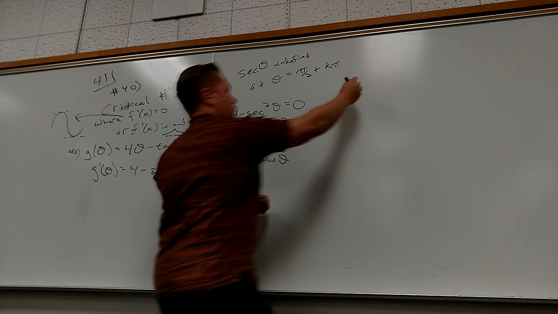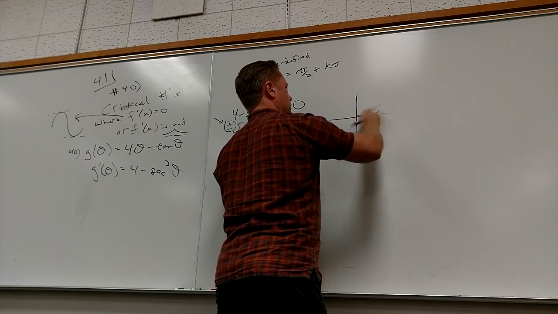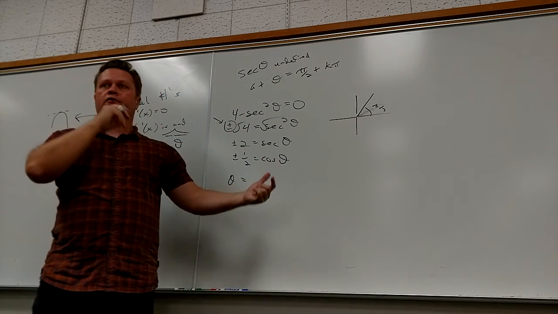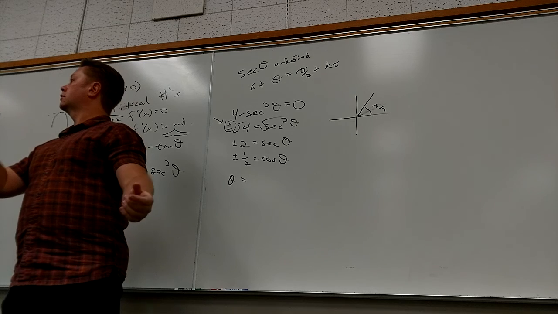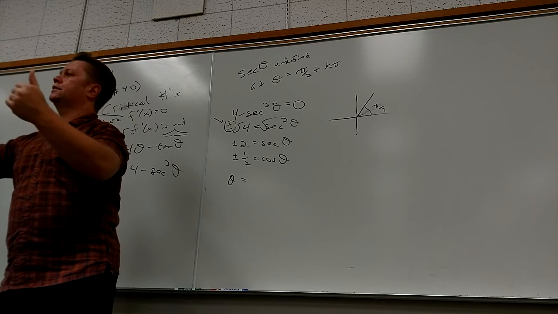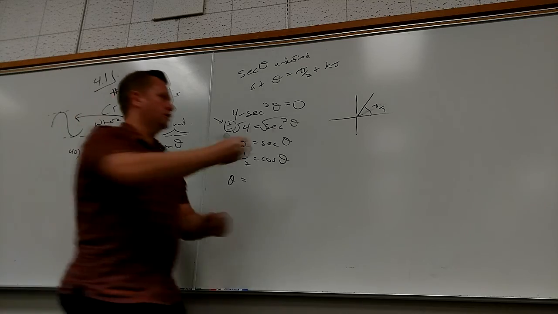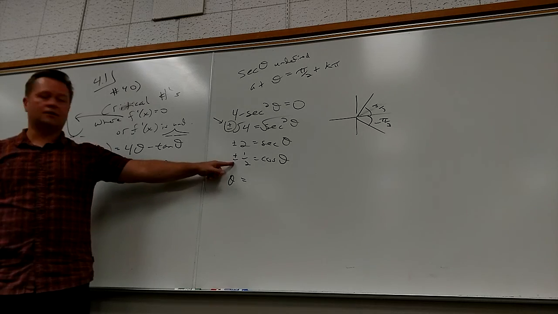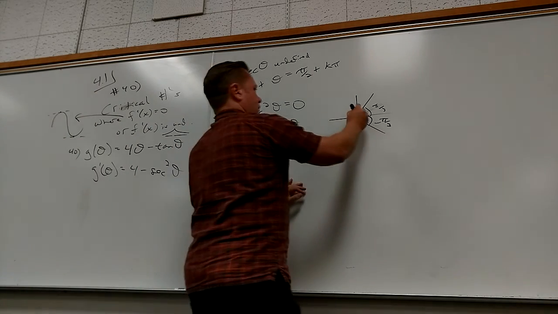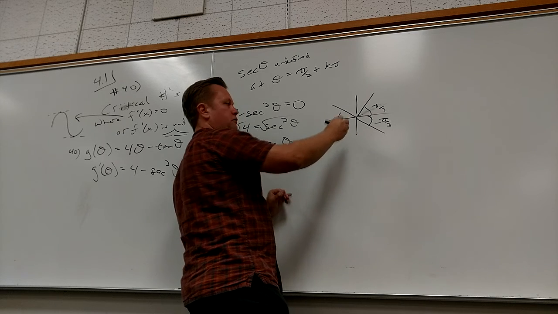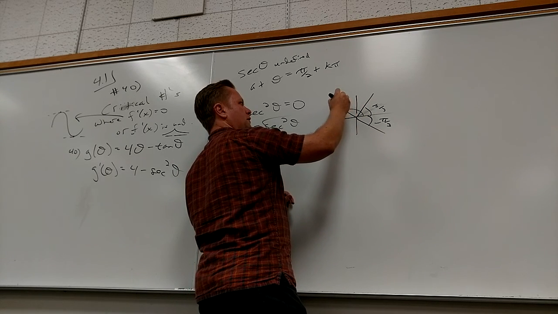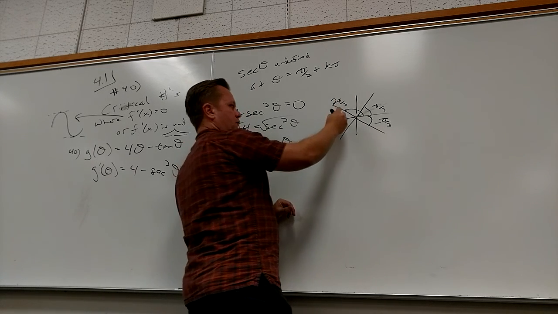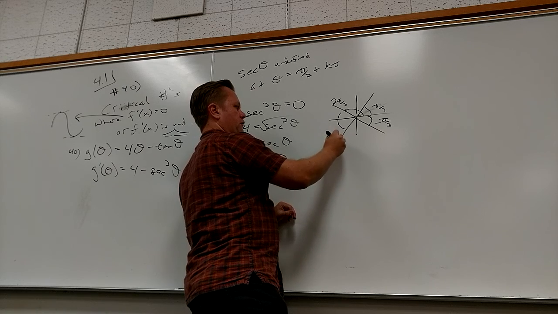So here's pi over 3. Where else is cosine positive 1/2? Where else is cosine positive? Fourth quadrant. So that would be negative pi over 3. Where is it negative 1/2? Because that's the other thing that this could be. Reference angle pi over 3, so this would be 2 pi over 3, and it's also reference angle pi over 3, so this would be 4 pi over 3.